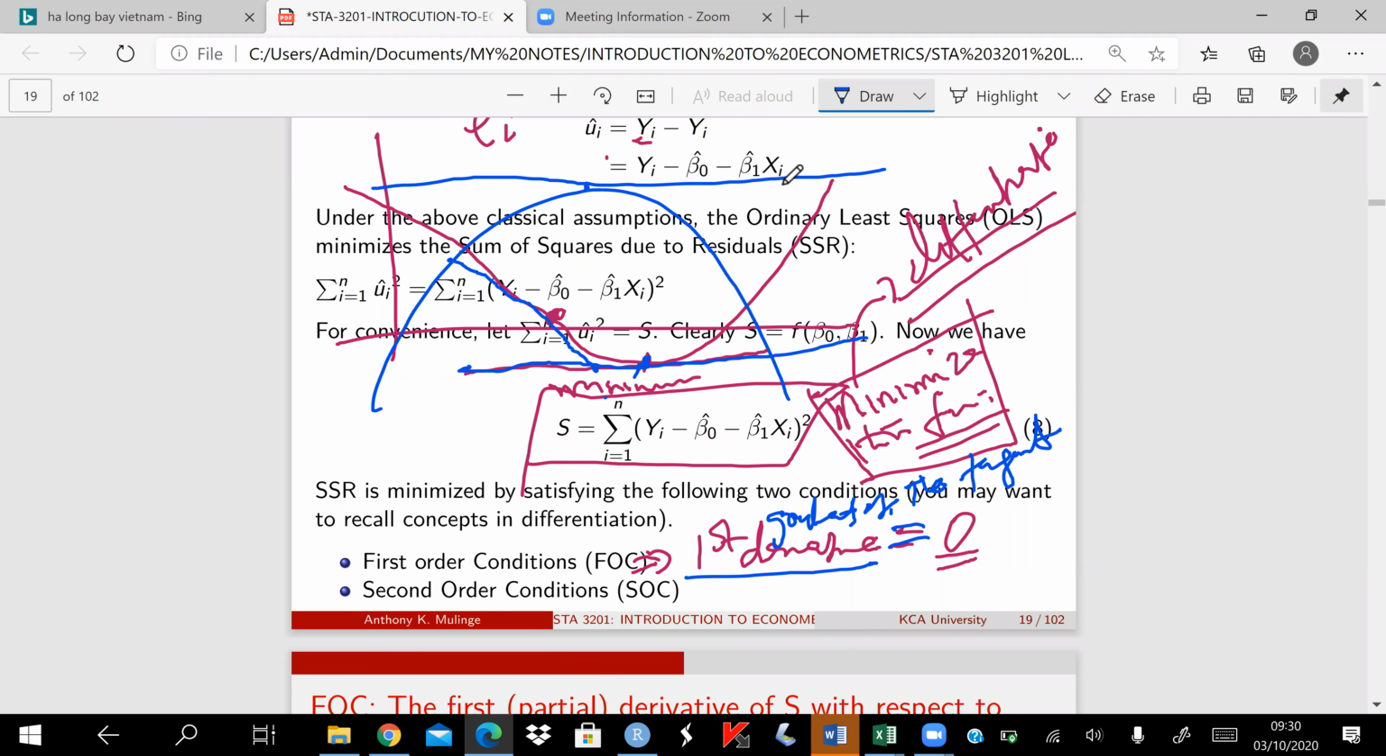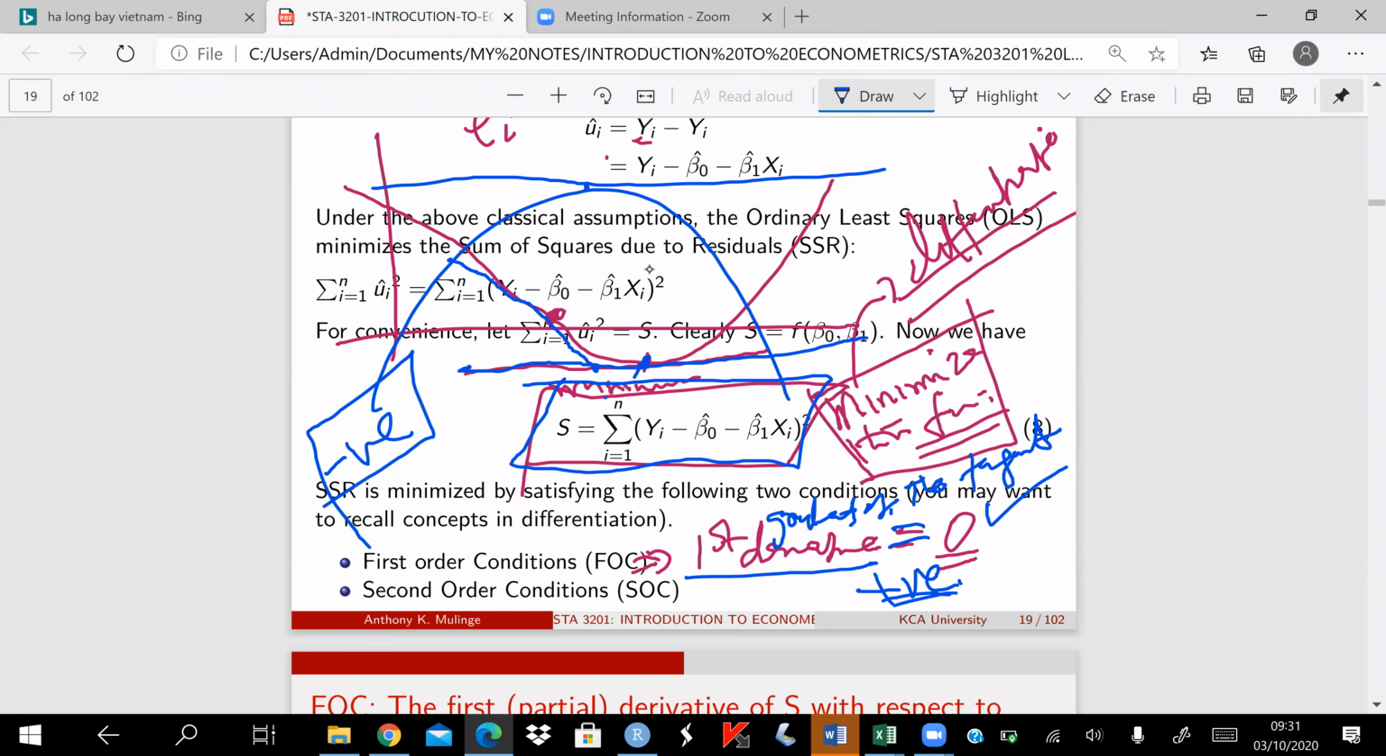To differentiate between a maximum and minimum turning point, you need to perform a second derivative. That's what will satisfy the second order condition. You differentiate this function twice successively. If it's a minimum turning point, the first condition has been satisfied, and then the second derivative should be a positive number. But if it's a maximum turning point, the second derivative should be a negative number.